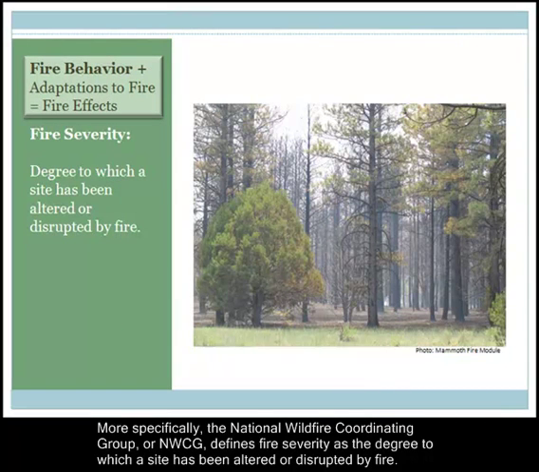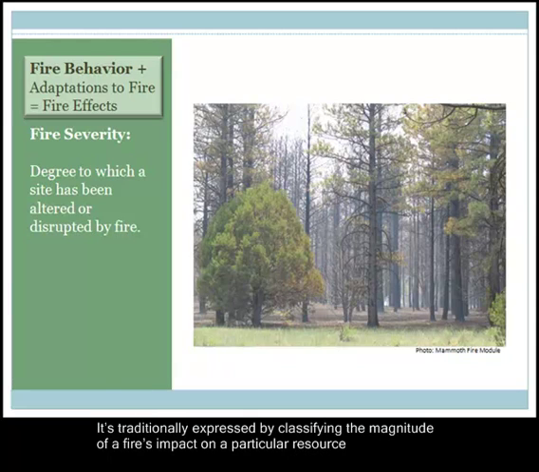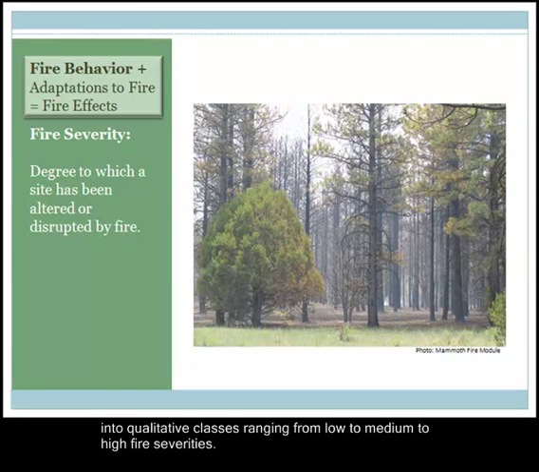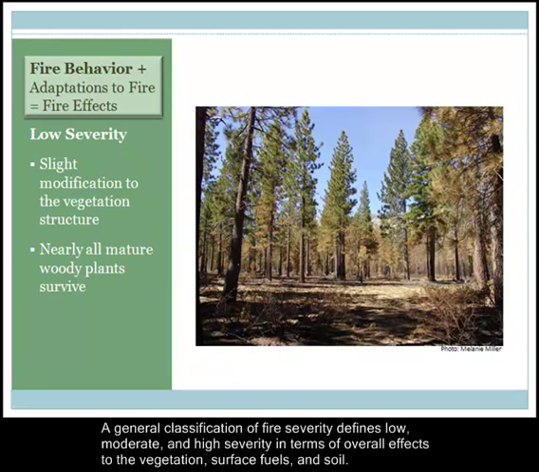More specifically, the National Wildfire Coordinating Group, or NWCG, defines fire severity as the degree to which a site has been altered or disrupted by fire. It's traditionally expressed by classifying the magnitude of a fire's impact on a particular resource into qualitative classes ranging from low to medium to high fire severities. A general classification of fire severity defines low, moderate, and high severity in terms of overall effects to the vegetation, surface fuels, and soil.